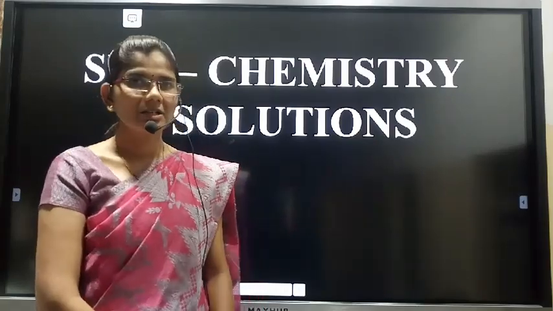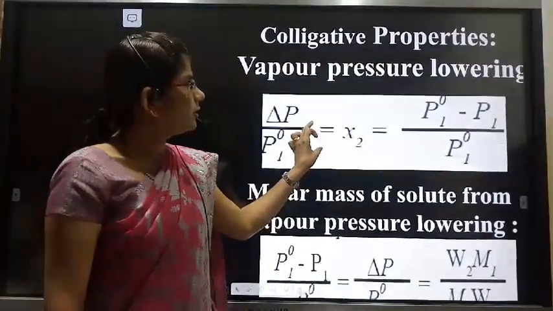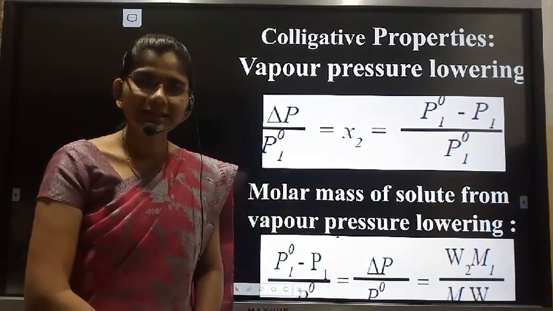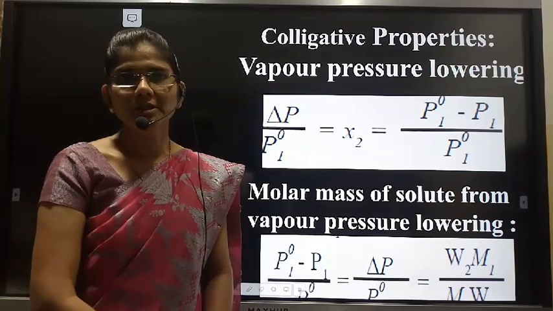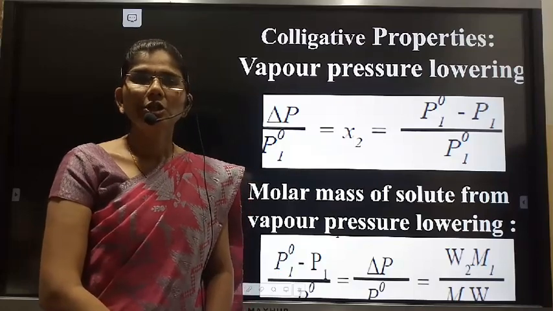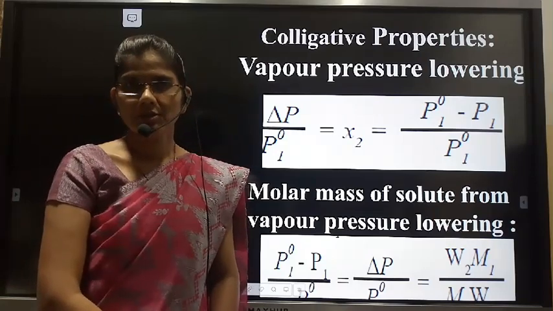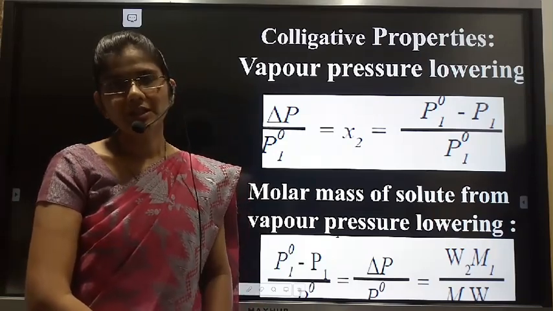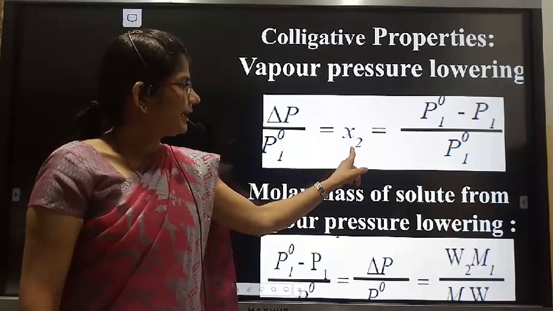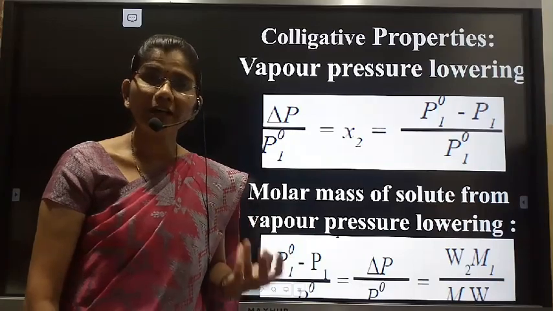So in the last lecture we did our first colligative property, that is lowering of vapor pressure. Lowering of vapor pressure of a solution takes place when we add a non-volatile, non-electrolyte solute to the solvent. Then it forms a solution. So the relative lowering of vapor pressure is a colligative property, and therefore it depends on X2, the mole fraction of the solute.